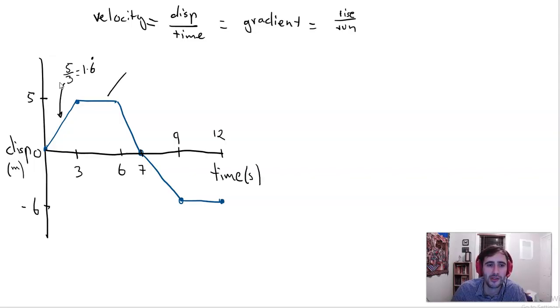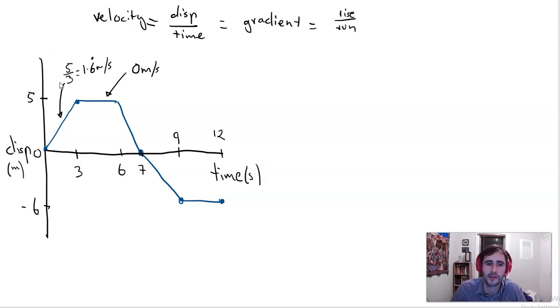Now this gradient is easy. It's 0 over 3 seconds, which is going to be 0. It's flat. If I put the units of measurement here, it's 0 meters per second. There's no change in displacement over time, which means that the object is not moving.